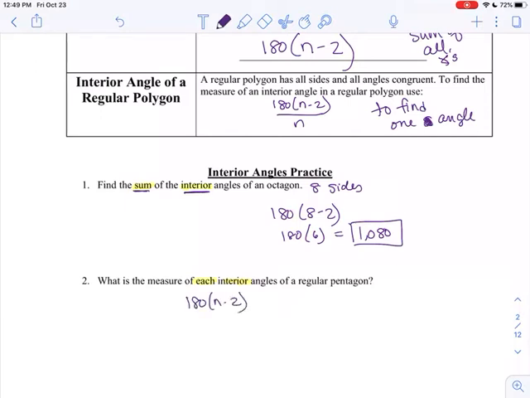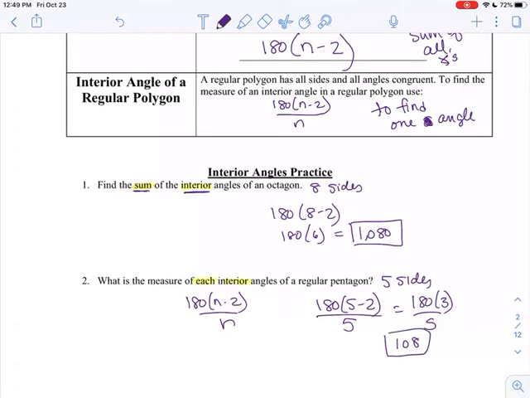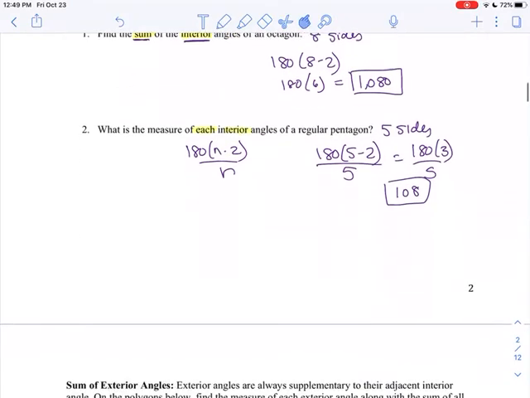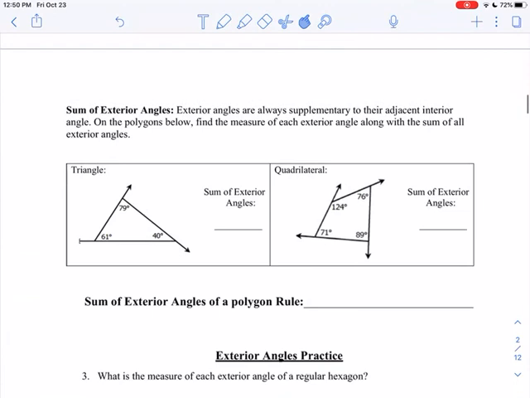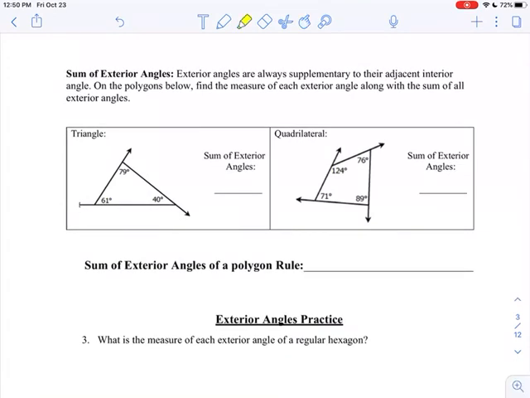Now the next one, I want to find the measure of each interior angle. So now I'm going to use that bottom formula, 180 times (n minus 2) divided by n. Now this is a pentagon. A pentagon has 5 sides. So again, 180 times (5 minus 2) divided by 5. That's 180 times 3 divided by 5, and that gives me 108. Sorry about the dog there.